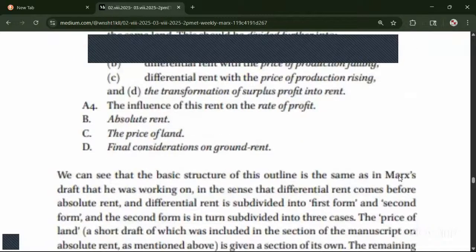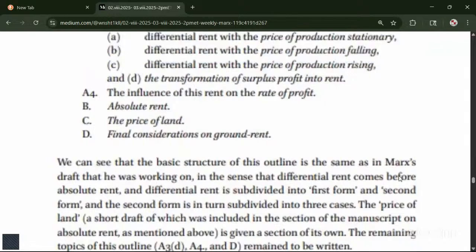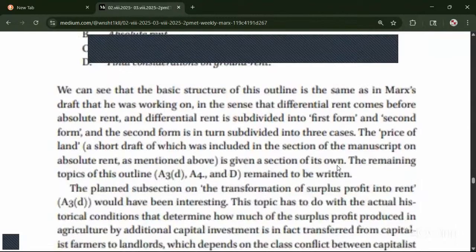Now, we can see that the basic structure of this outline is the same as in Marx's draft that he was working on, in the sense that the differential rent comes before absolute rent, and differential rent is subdivided into first form and second form. And the second form is in turn subdivided into 3 cases. The price of land, a short draft of which was included in the section on the manuscript on absolute rent as mentioned above, is given a section of its own. The remaining topics of this outline, that is D under heading A3, A4, and D, remain to be written.